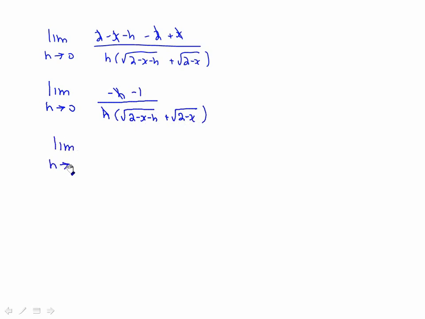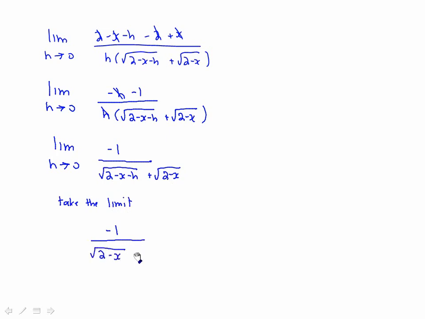So the limit as h approaches 0 of negative 1 over the root of 2 minus x minus h plus the root of 2 minus x. So now when we take the limit, we replace the h with 0 and we get negative 1 over the root of 2 minus x plus the root of 2 minus x. So therefore, the derivative, or the slope, or a formula for the slope, can be written as negative 1 all over, and those are like radicals, so that is actually 2 root 2 minus x. So that's how it's done. A little more complicated, but it worked basically the same way.